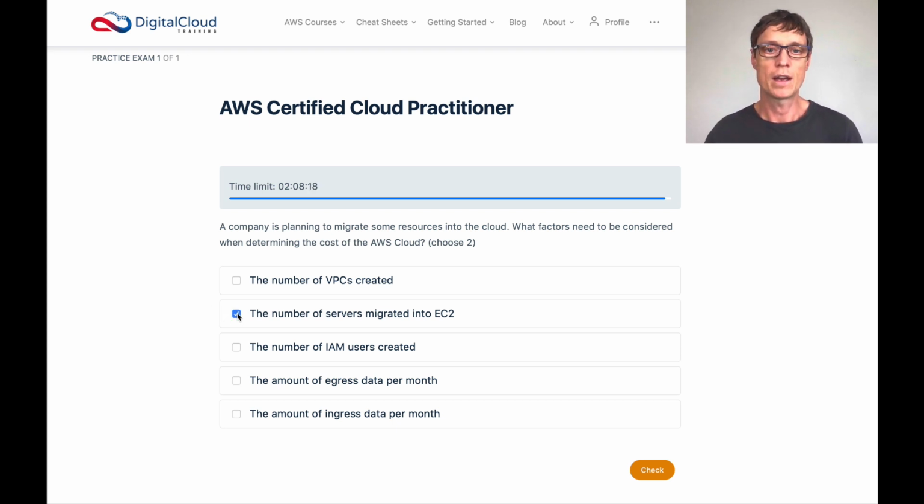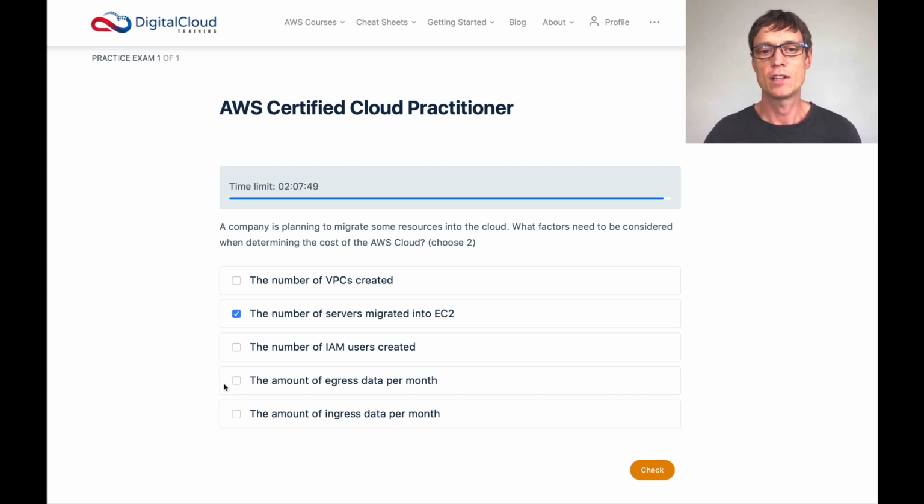The number of IAM users created. So IAM is the Identity and Access Management Service, and you create your user accounts in there, your groups, your roles, and your policies. And it doesn't cost you anything, so you can create lots of users, thousands of users, and it's not actually going to cost you any money. So that's not a factor for cost in the cloud.